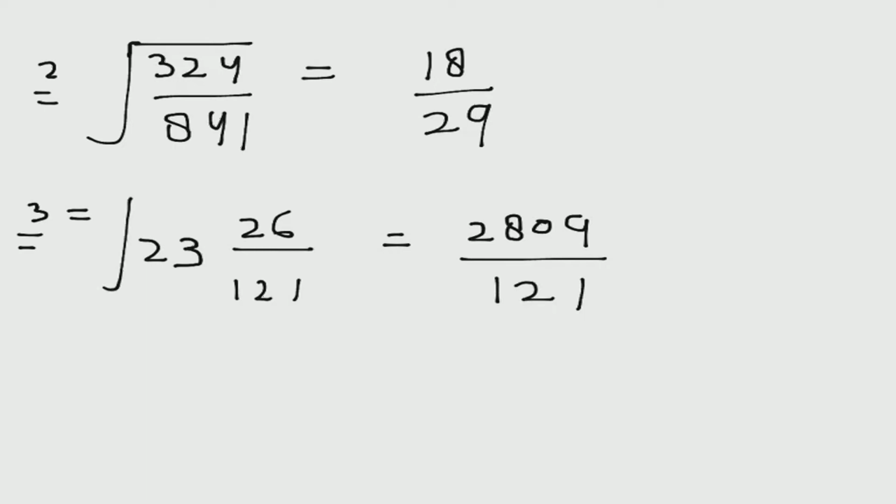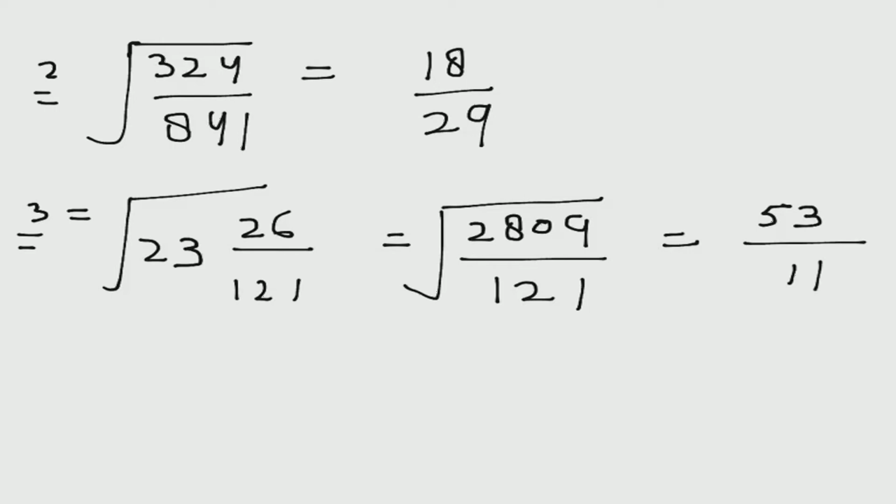So now we have to find the square root of 2809 and 121 separately. 2809 is the square of 53 and 121 is the square of 11. So our answer will be 53 by 11. So here, first we have to change into the improper fraction. Let's take one more example.